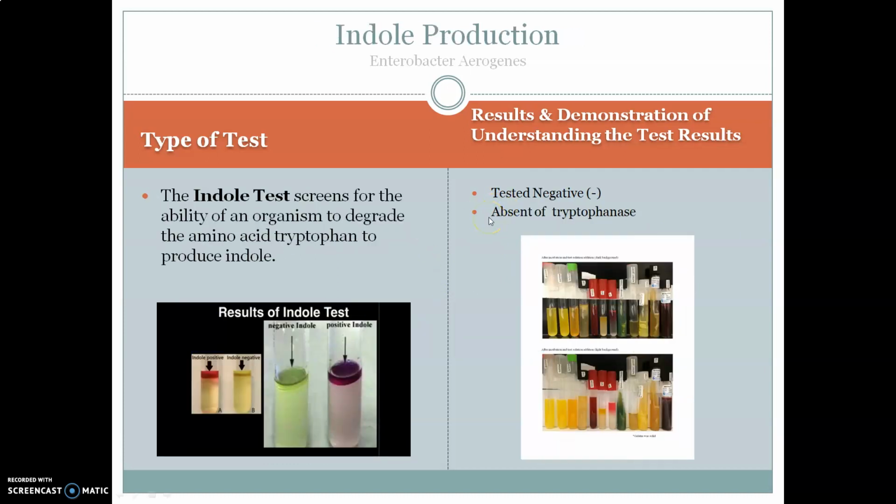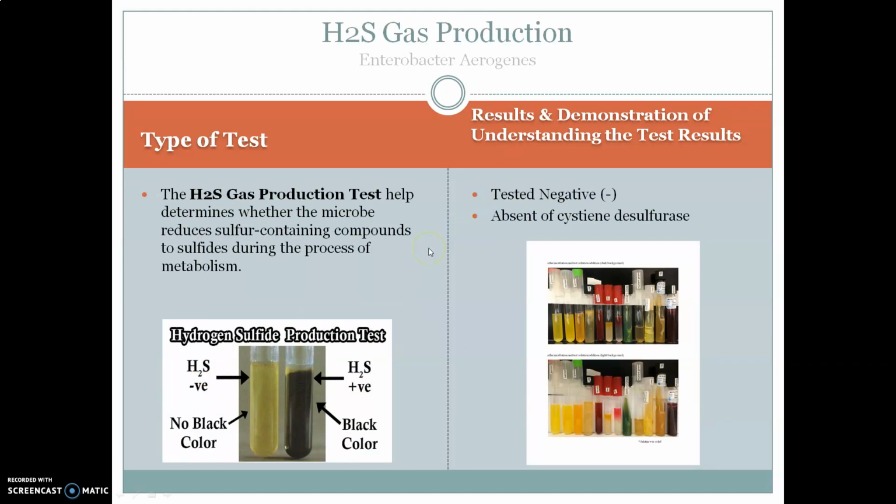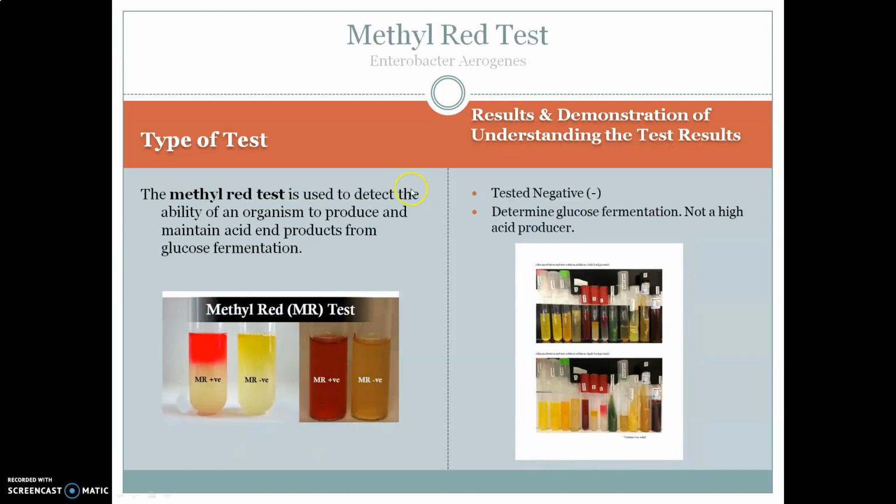The next test I looked at was the indole test. This test screens for the ability of organisms to degrade the amino acid tryptophan to produce indole. My unknown actually tested negative for this. The next test I looked at was the H2S gas production test. This test helps determine whether the microbe can reduce sulfur-containing compounds to sulfides during the process of metabolism. My unknown actually tested negative for this. The next test I looked at was the methyl red test. This test is used to detect the ability of an organism to produce and maintain acid end products from glucose fermentation. My unknown tested negative for this.